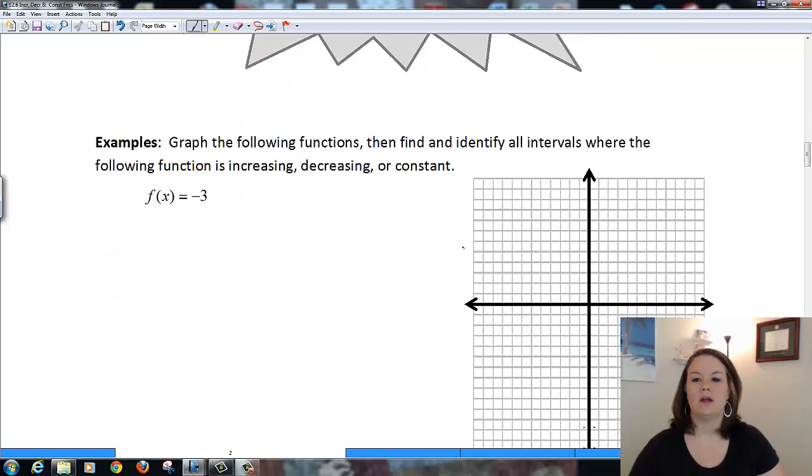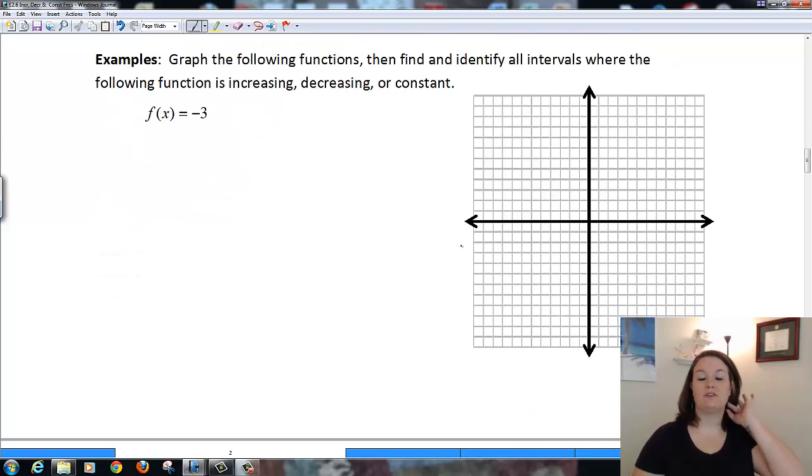So let's look at one. In all of these, we're going to have to graph it ourselves. That last one was graphed for us. On all of these, we graph it ourselves, and then once it's graphed, we determine the intervals where it's increasing, decreasing, and constant. I'm also going to do domain and range, because I'm pretty sure this homework asks you to find that as well. So this first one is f of x equals -3.